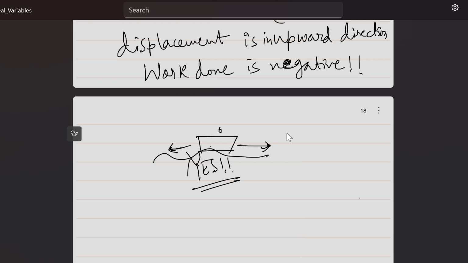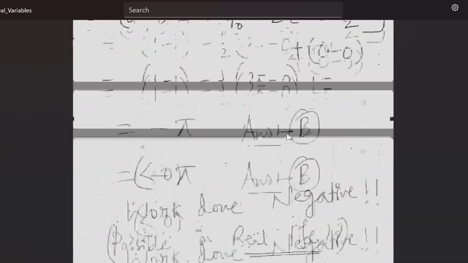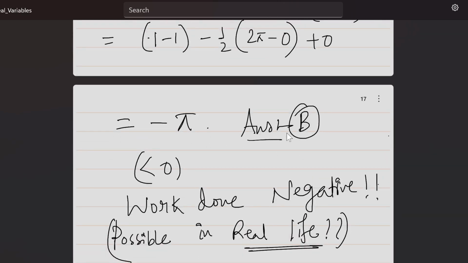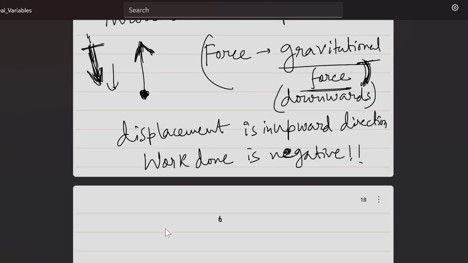You are saying there can be work done by different objects. That is interesting actually. So there is a possibility that work done is negative. That is the main question, because my answer is negative. So this is a real life thing that can happen. This is a good discussion. I will search for it on the internet also.